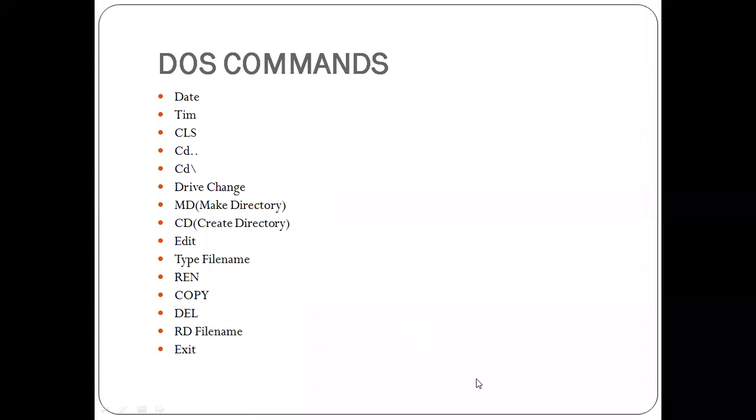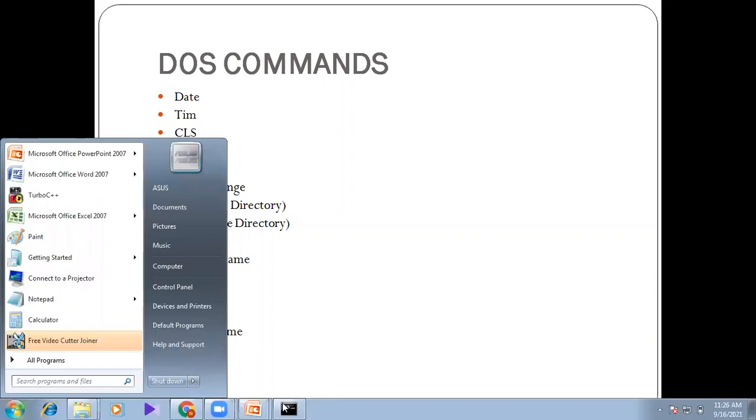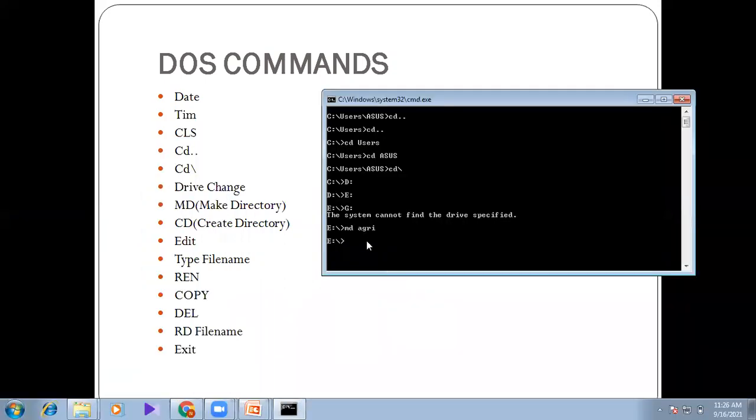Next command is, we have used make directory. Next is change directory. If I write here, firstly, I will give the path because in the agriculture folder, I want to create a file.